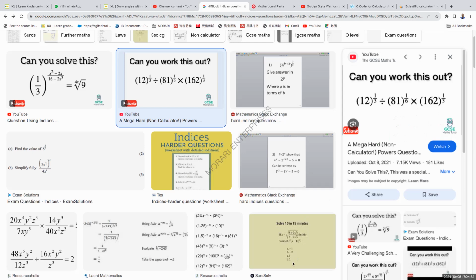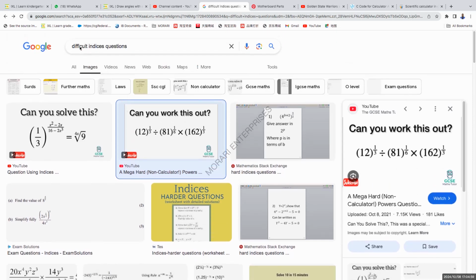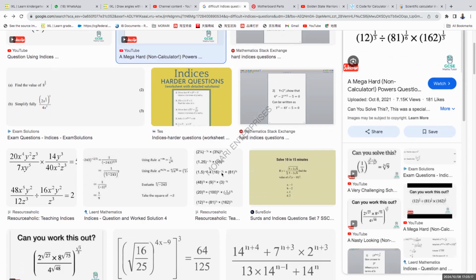Okay, so again, what did we do here? We just went to Google and I searched difficult problems of indices, difficult indices questions. So that you challenge yourself with those difficult questions. And this is how you use the internet to study. Not to just go and find the answer, do this for me. No. Take the internet to search for difficult questions and you compete with the best of the best in other parts of the world.